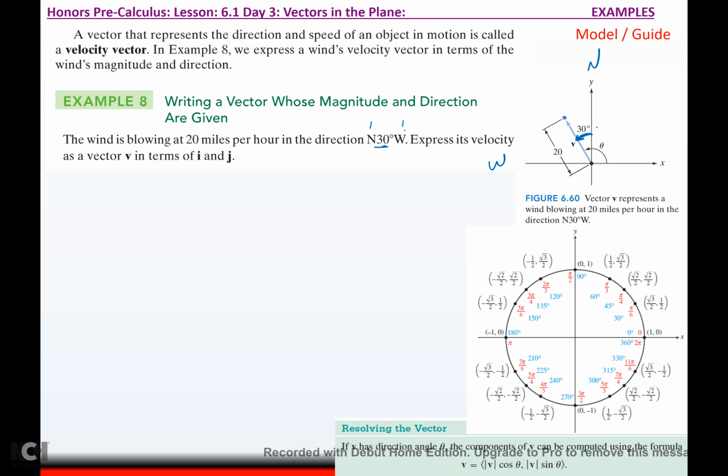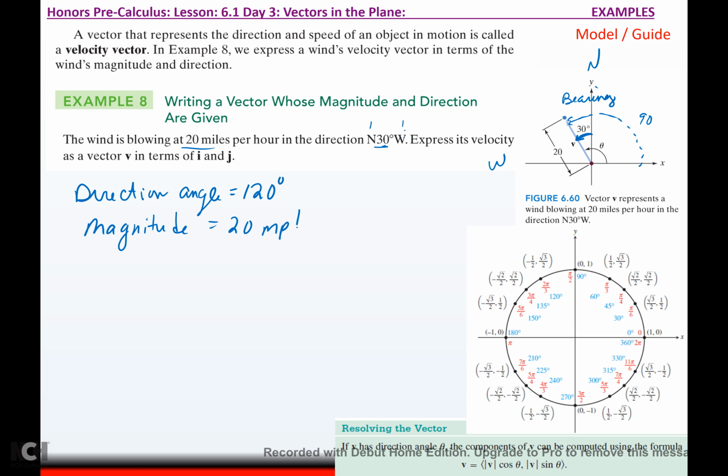So to do this one, we have a bearing of 30 degrees, which means my direction angle is going to be from here to here. So I'm going to add 90 to 30. My direction angle would be 120 degrees. The magnitude is going to be the speed, which is 20 miles an hour.